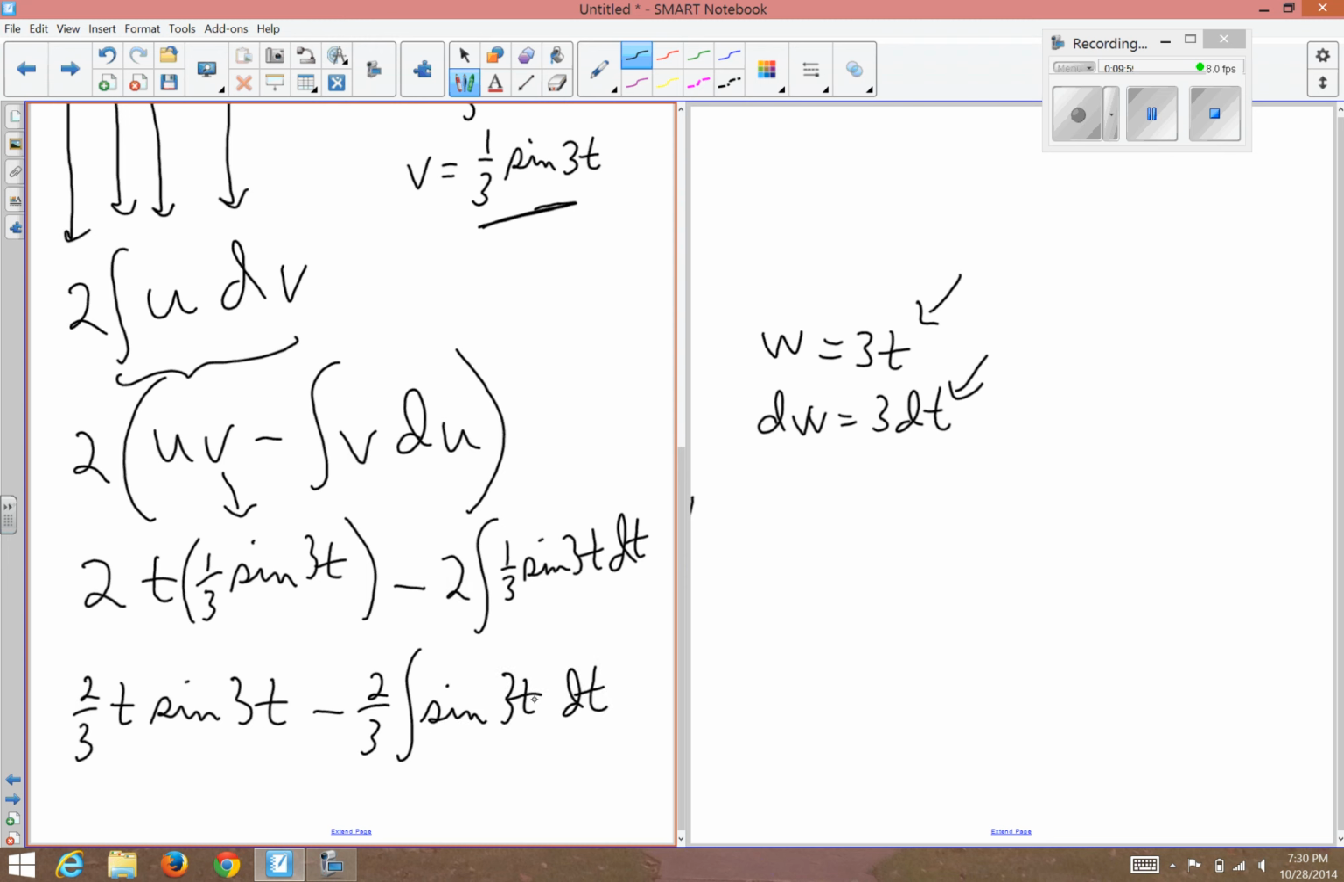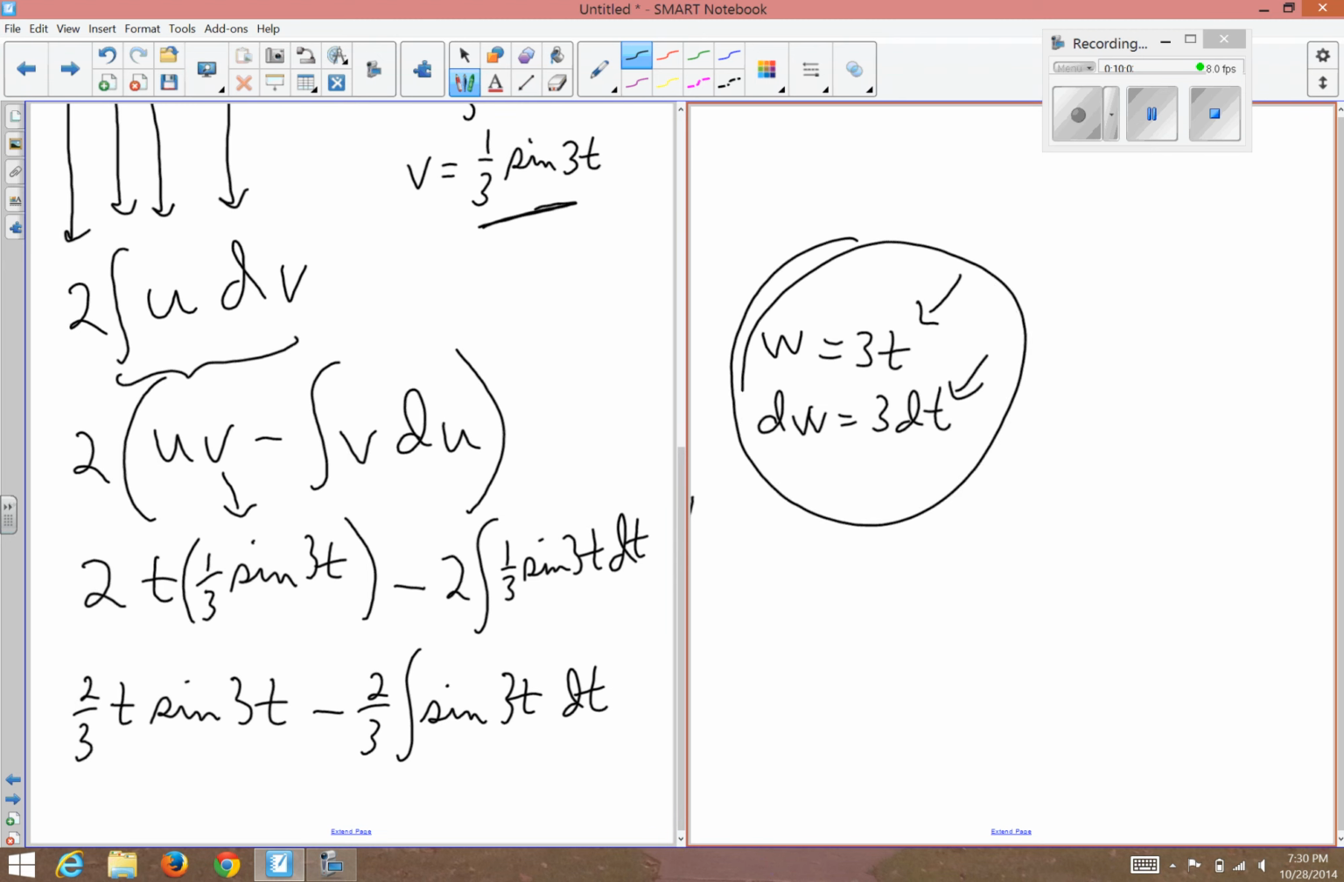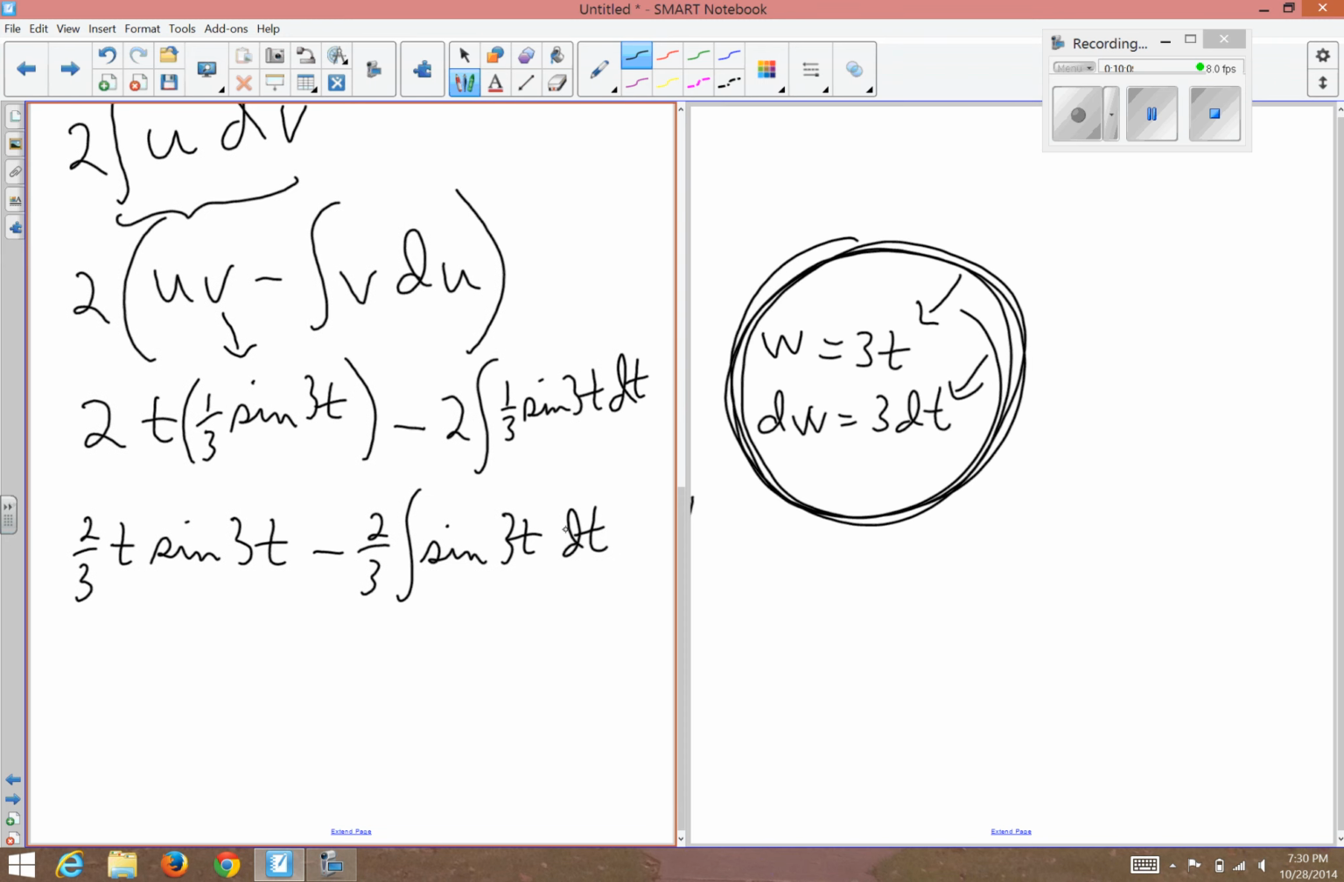And here we actually have to use exactly this again. w equals 3t, which means we wish there was a 3 right here. Here it comes, 3. Abracadabra. Don't forget that requires a 1/3 out here. Here's what we got now: 2/3 t sine 3t minus 2/9 integral sine 3.